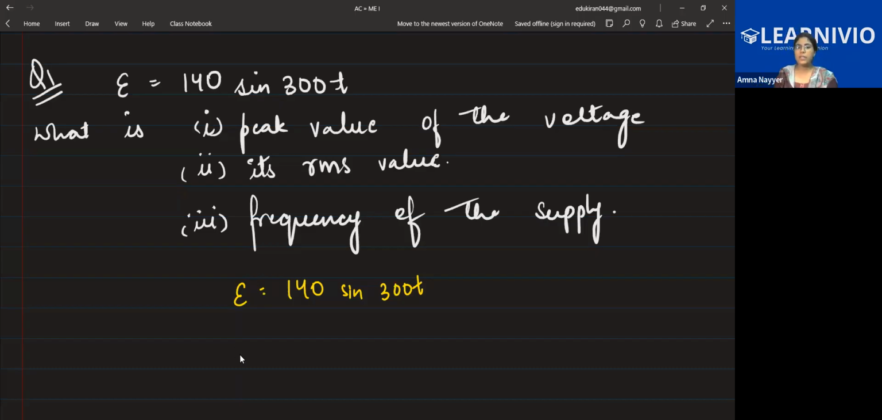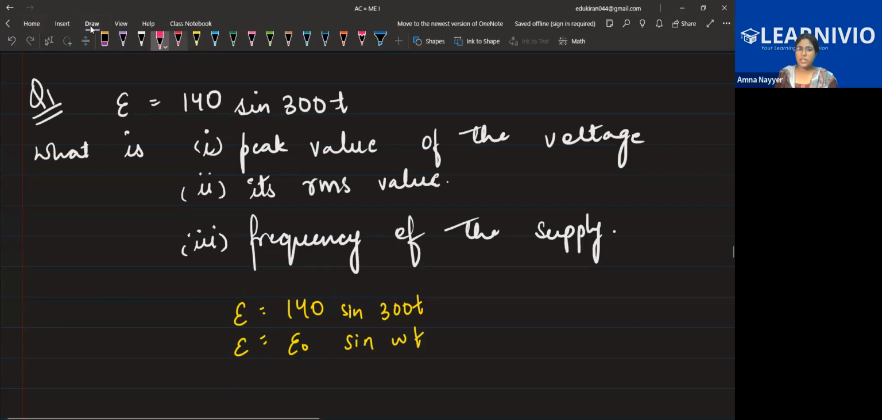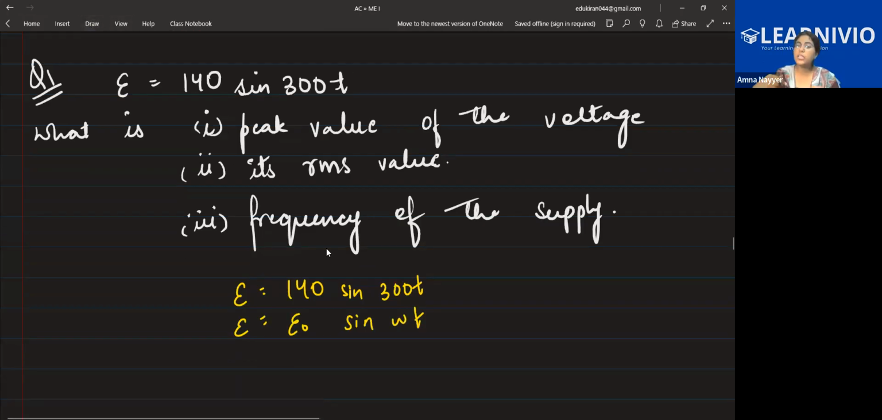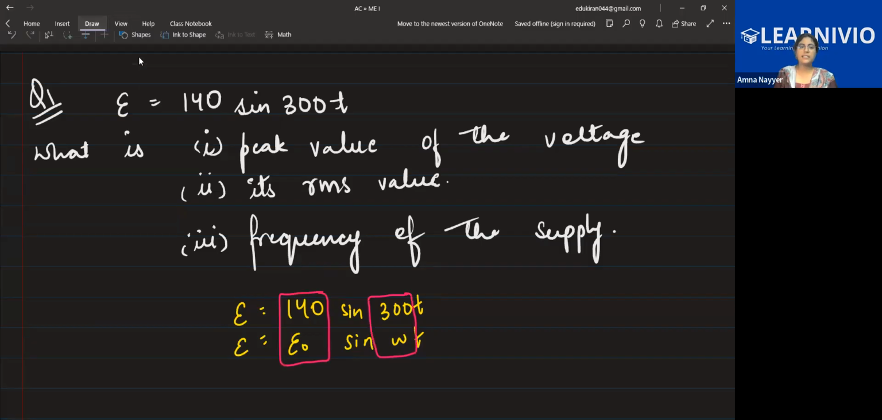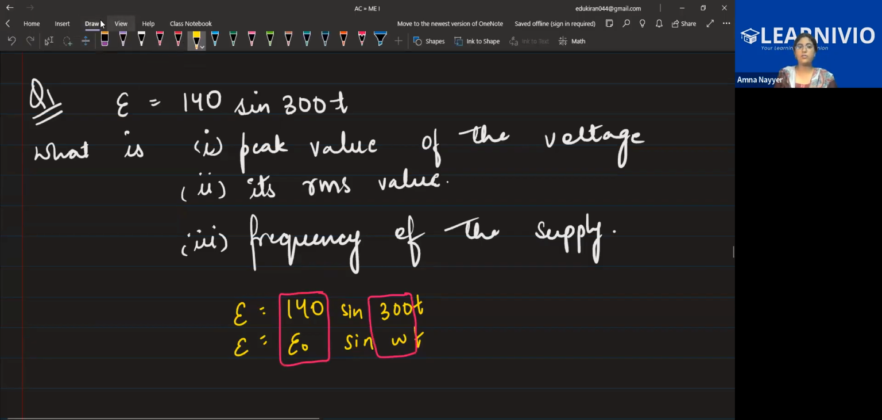Just write it. So when you write the original equation, E naught sine omega t, because in most of the cases it is given in a manner where you can relate both the equations. Now see, instead of E naught, 140 is mentioned. So E naught is equal to 140. Omega, 300. Omega is equal to 300. Like this. So you see these two and these two. They are exactly the same quantities which are replaced.